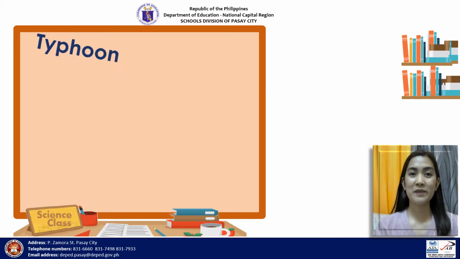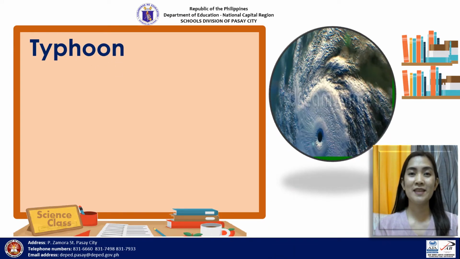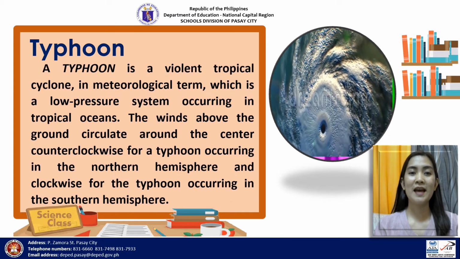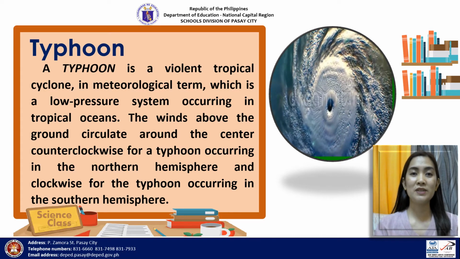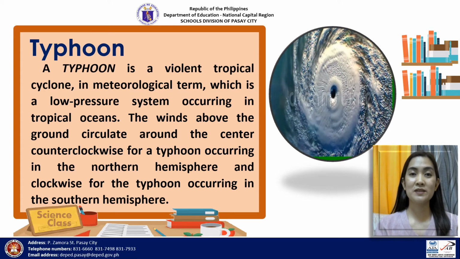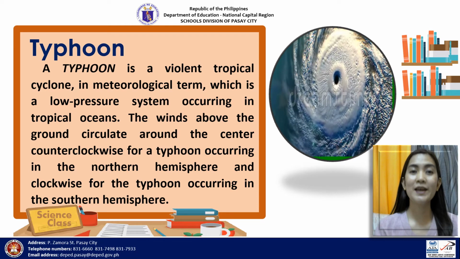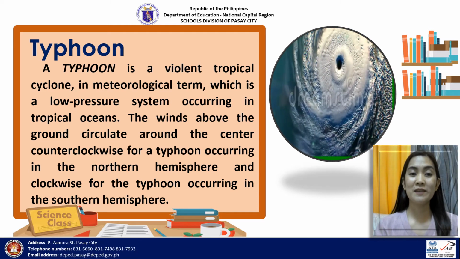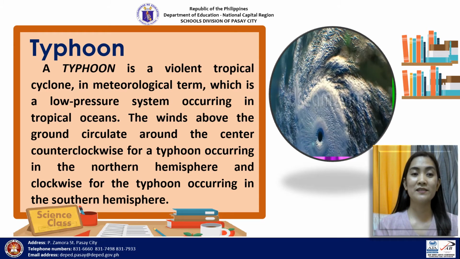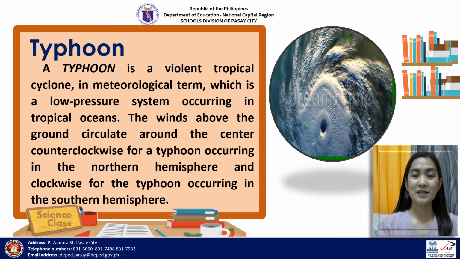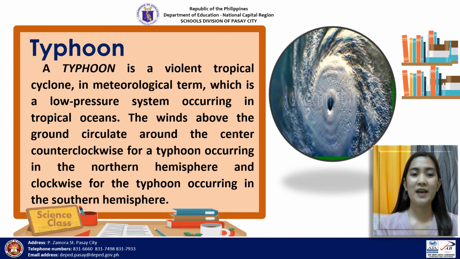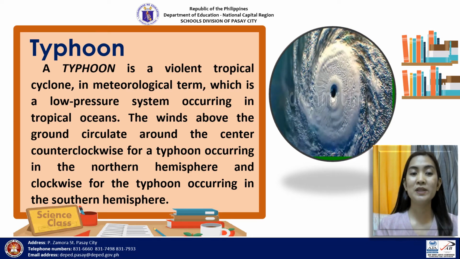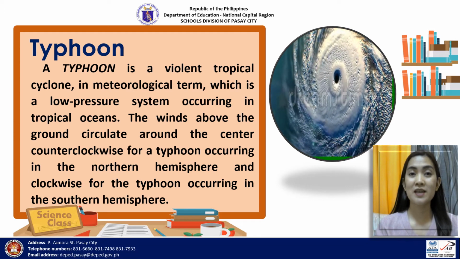Can you still remember what a typhoon is from your lesson in day 1? So what is a typhoon? A typhoon is a violent tropical cyclone in meteorological terms, which is a low-pressure system occurring in the tropical oceans. The winds above the ground circulate around the center counterclockwise for a typhoon occurring in the northern hemisphere, and clockwise for a typhoon occurring in the southern hemisphere.